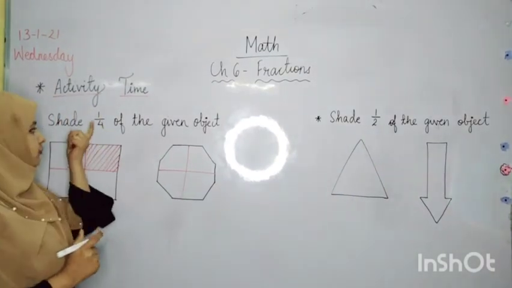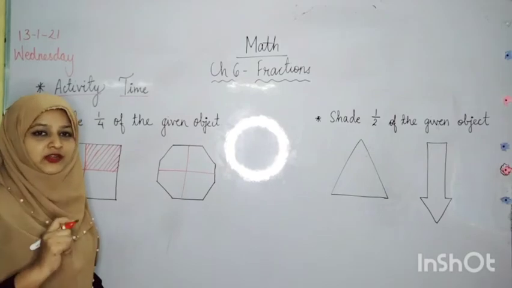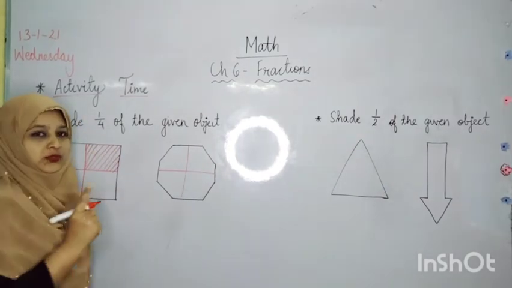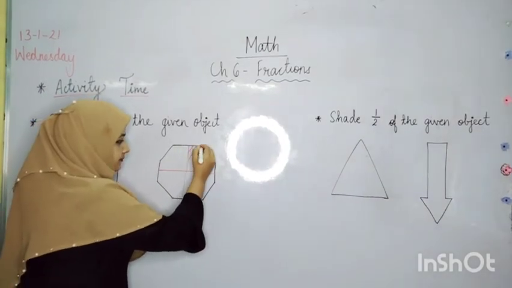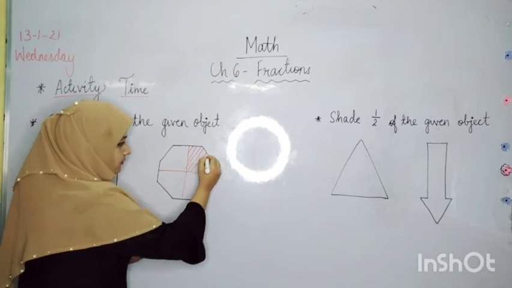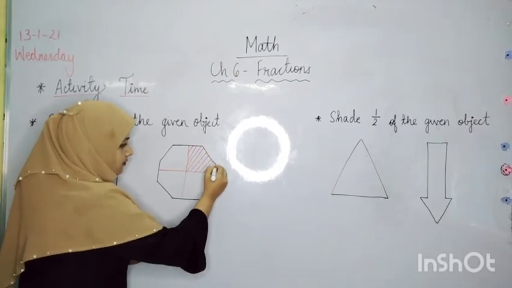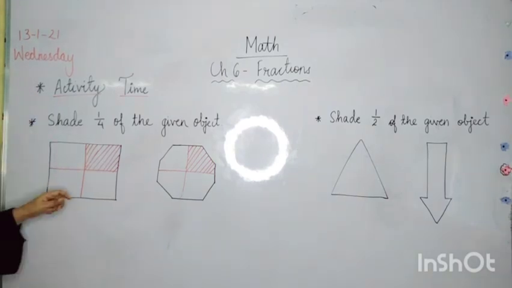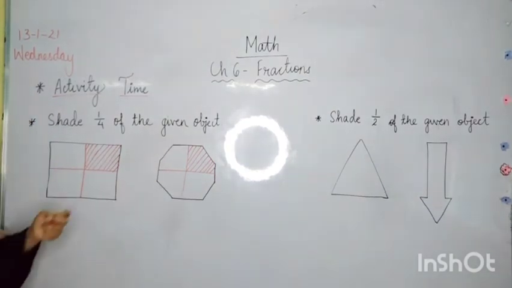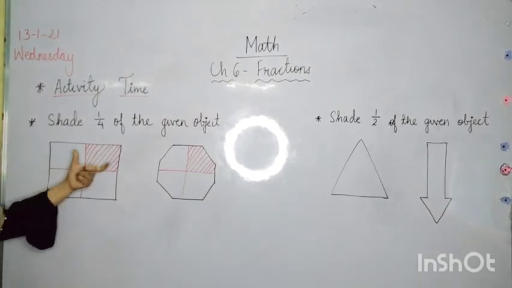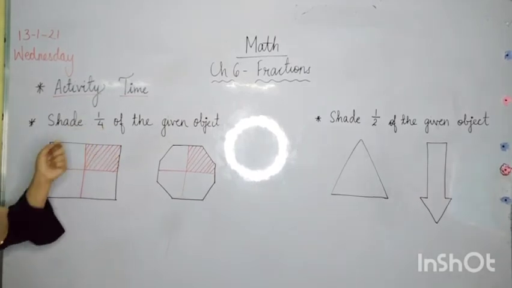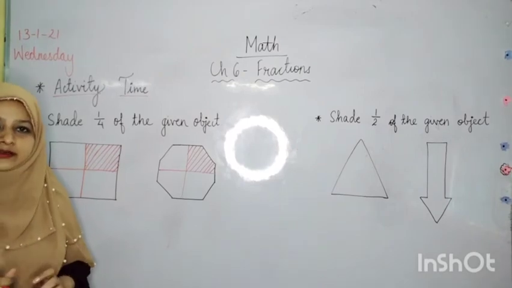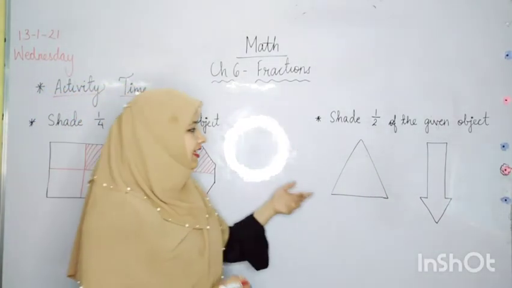And for 1/4, what do we do? Yes, my children are very clever. They know for 1/4 we color or shade only one part of the 4 parts. Now you all are very clear with it. Are you all clear? That 1/4 means we have to make 4 equal parts of the given object and take only one part of the 4 parts. That one part is called 1/4 or quarter. Is it clear? Let's move to the next part.